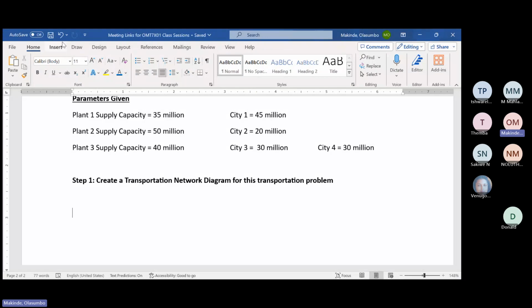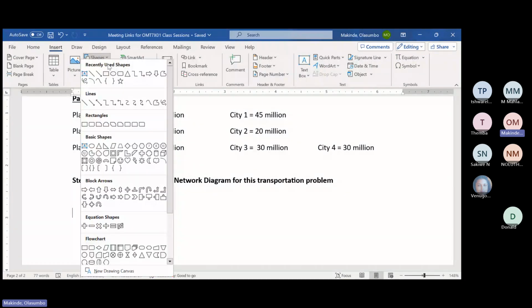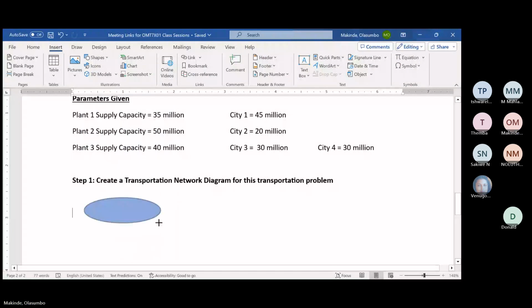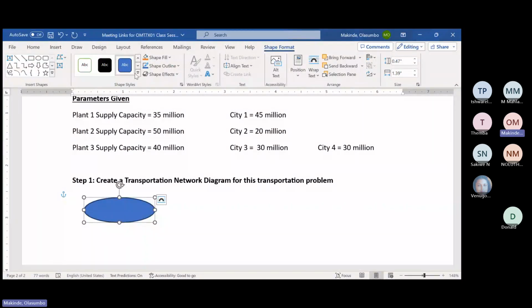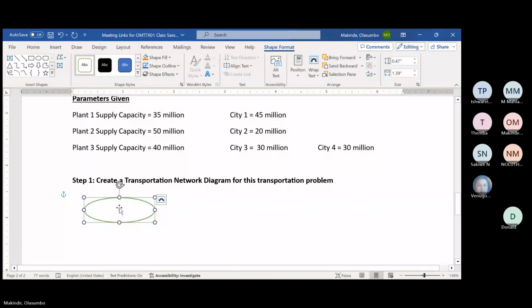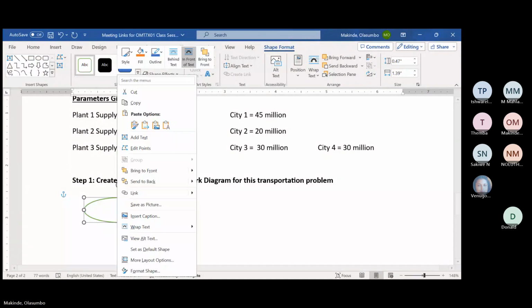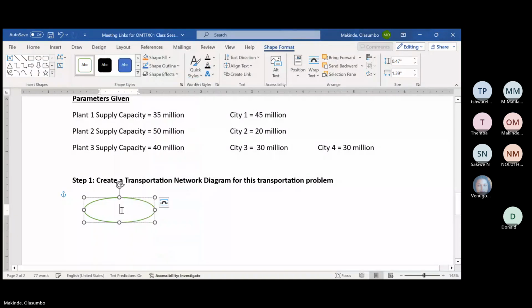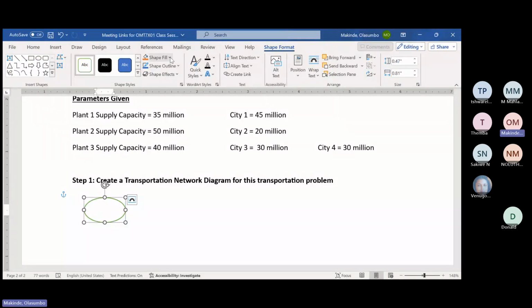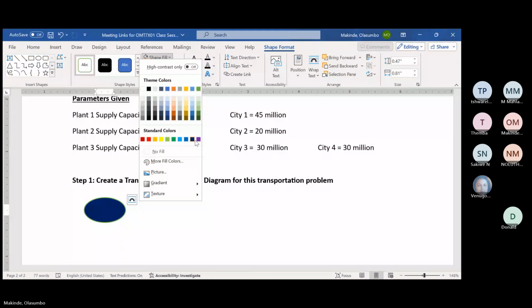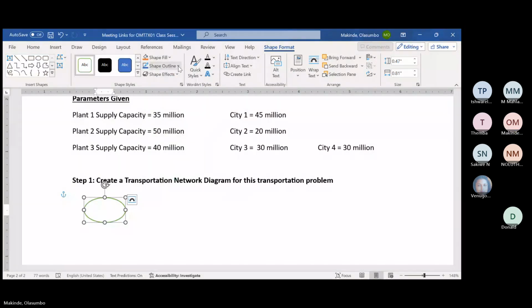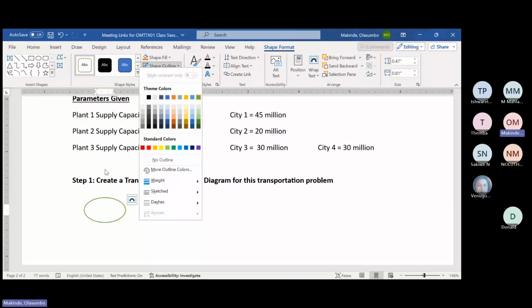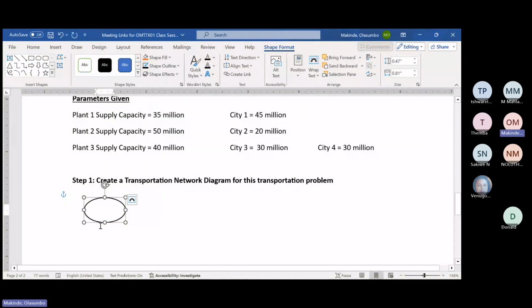So let me quickly create that for you. So I'm going to be using some nice shapes here. I just want to make it black. I'm just designing here. So I will just call this one plant 1. Let me call it P1.